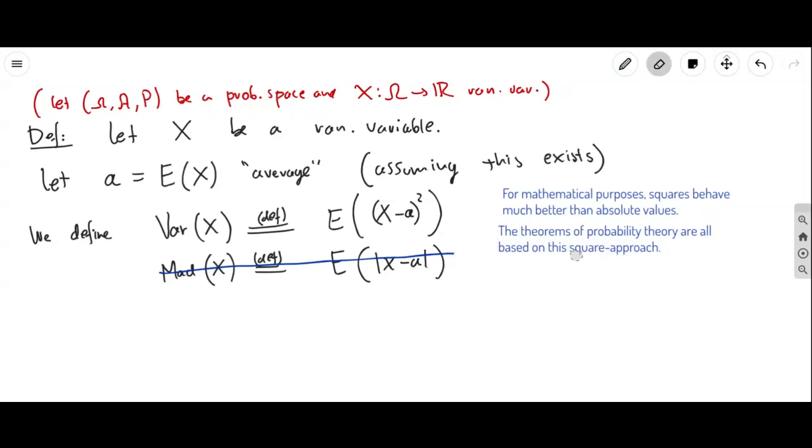I'm going to show you later on one of the properties that variance has that's nicer that this one does not have. But you can even go back to something like calculus. If you're integrating something involving squares, that's a lot easier to integrate than using absolute value.